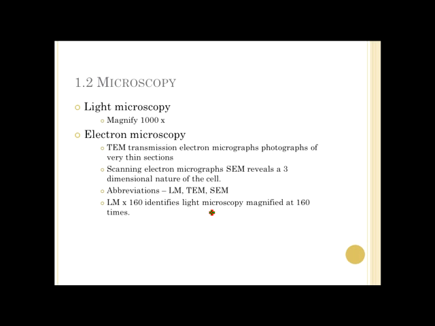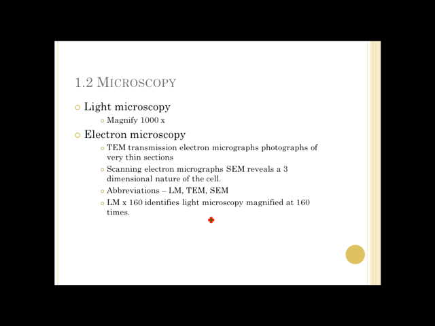And then electron microscopy, TEM, transmission electron micrographs, which are photographs of very thin sections. So they kind of slice it, and it'll be a very thin section that it'll blow up and show like micrographs of this. Scanning electron micrographs, SEM, reveal a 3D image nature to the cell. So with an SEM electron microscope, we can actually see a 3D image or get a third dimension on the actual overview. And abbreviations here, you might see these on the test.